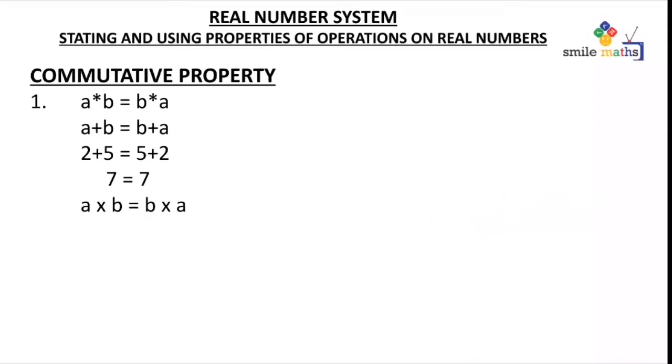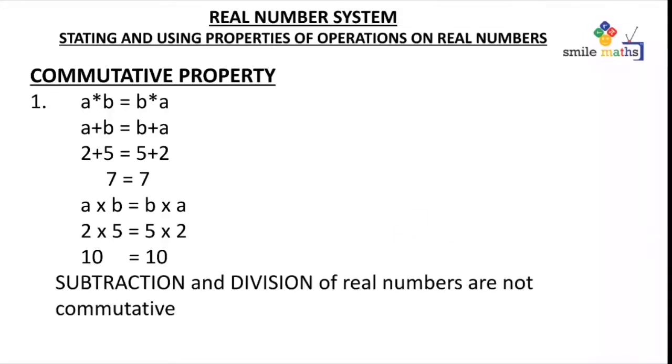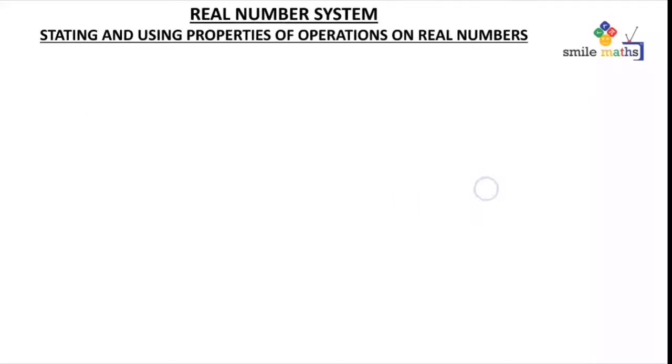What of A times B and B times A? 2 times 5 and 5 times 2 all give us 10. So we say addition and multiplication work with the commutative property. But subtraction and division of real numbers are not commutative. Let's check. 2 minus 5 is going to be less than 5 minus 2. Likewise, 2 divided by 5 is going to be less than 5 divided by 2.